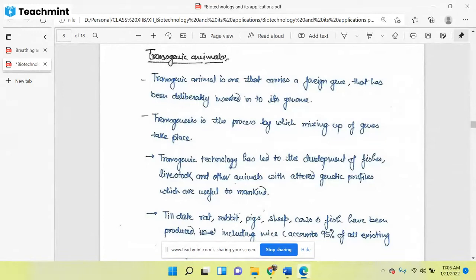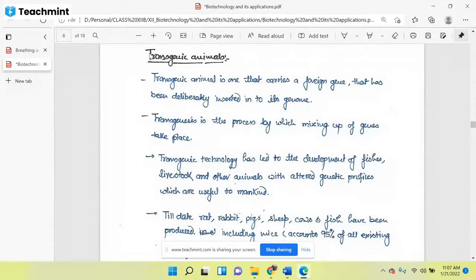Suppose we have taken a gene from a plant, and we are putting that gene in an animal and expressing it, then that animal will be called a transgenic animal. Suppose we have got a gene from an insect, and we put that gene in an animal and express it, then that animal will be called a transgenic animal. Even if we are taking the gene from another species of animal, that animal will be called a transgenic animal. Suppose we have taken a human gene and put it in mice, then that mice will be called a transgenic mice.